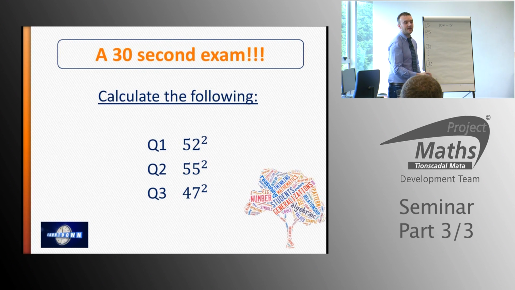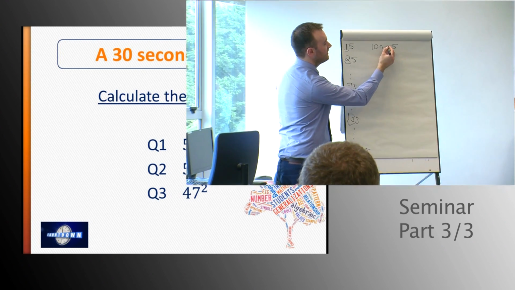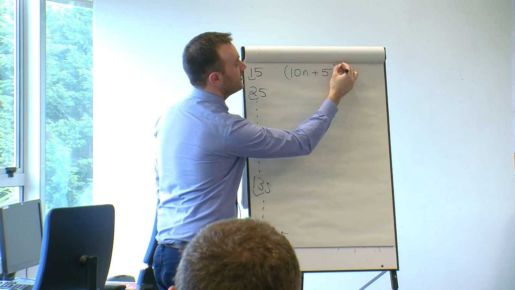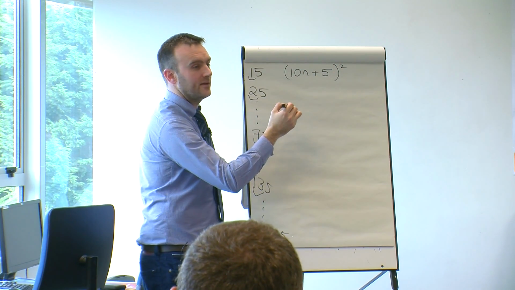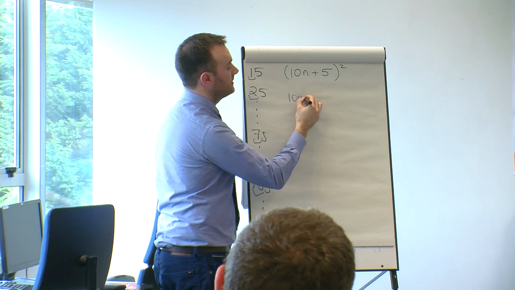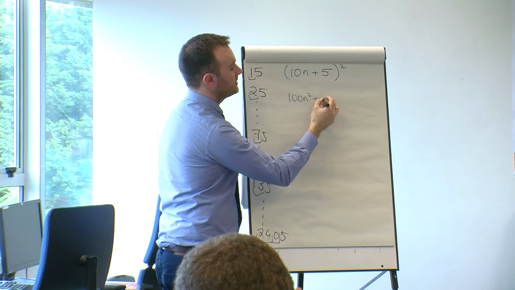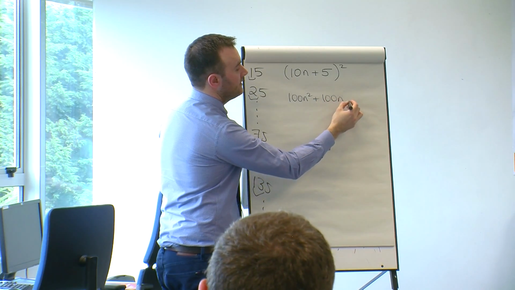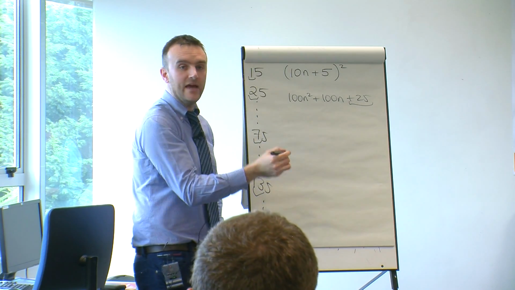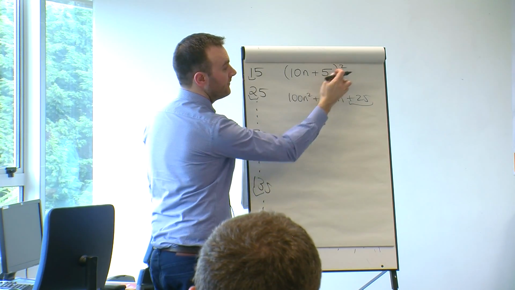So what's any number that ends in 5? 10n plus 5. And then if I square this one, what do you get? 100n squared plus 100n plus 25, right? So that takes care of the plus 25, doesn't it? Every single time. That's any number that ends in 5 forever.